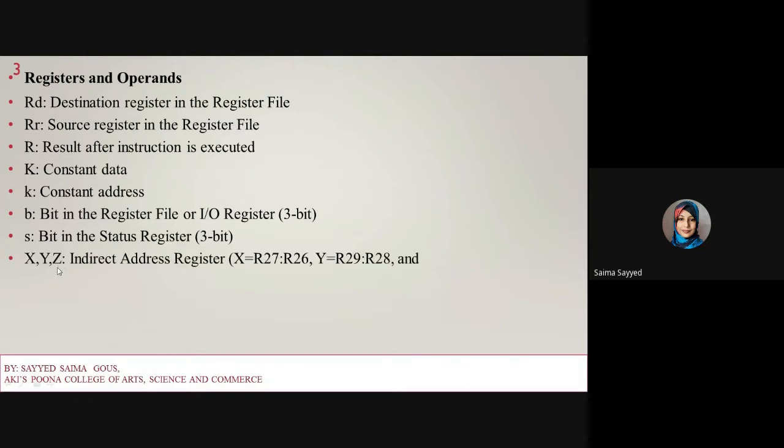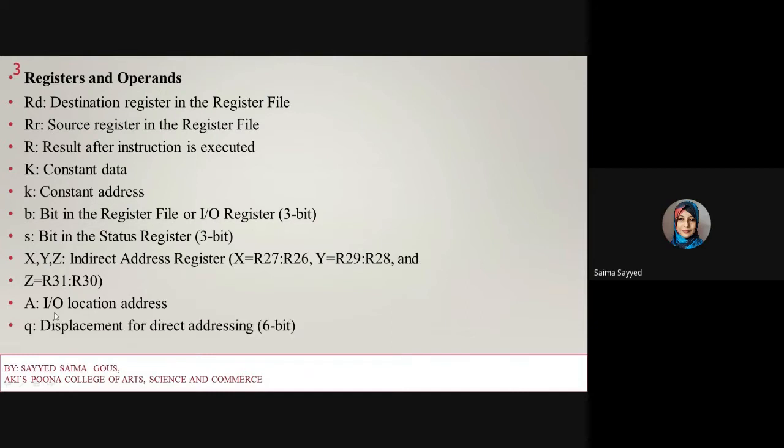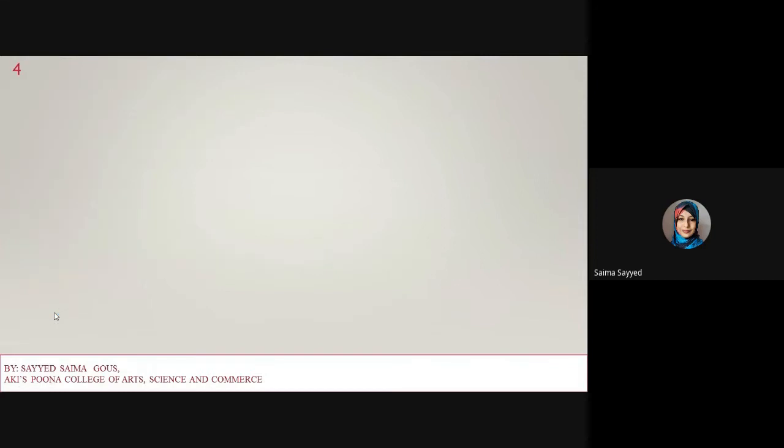X, Y, Z are indirect address registers. X is R27, R26. Y is R29, R28, and Z is R31, R30. A stands for input output location address, and Q stands for displacement for direct addressing.